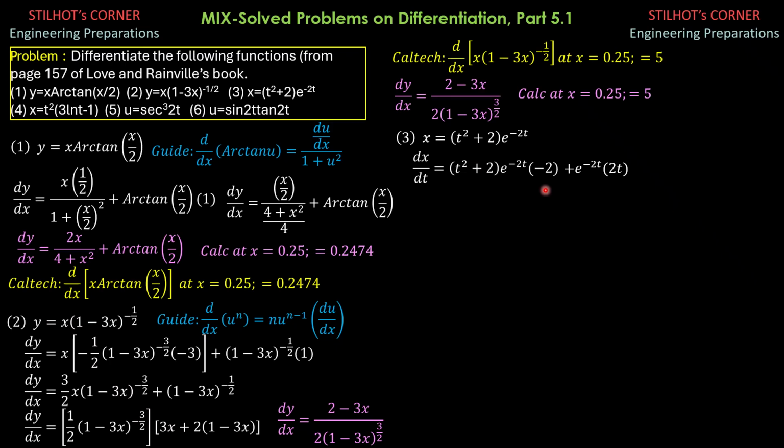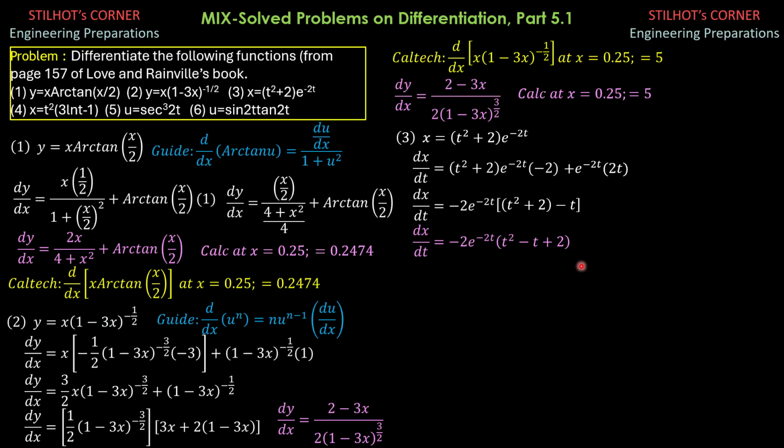So common is negative 2 e to the negative 2t, let's factor that out. So dx/dt is negative 2 e to the negative 2t times quantity t squared plus 2, then minus t. So simplifying, dx/dt is negative 2 e to the negative 2t times quantity t squared minus t plus 2.